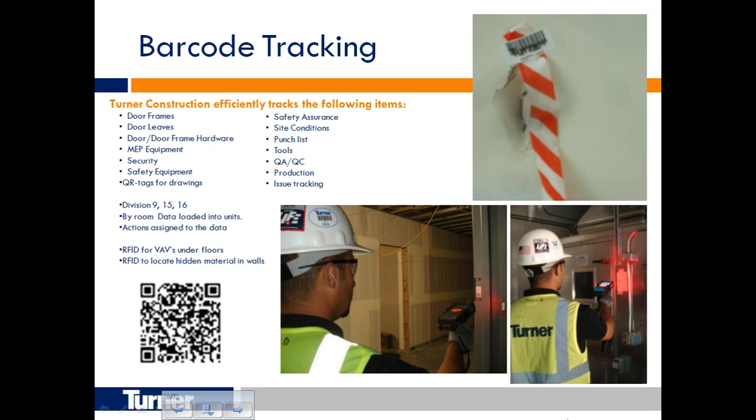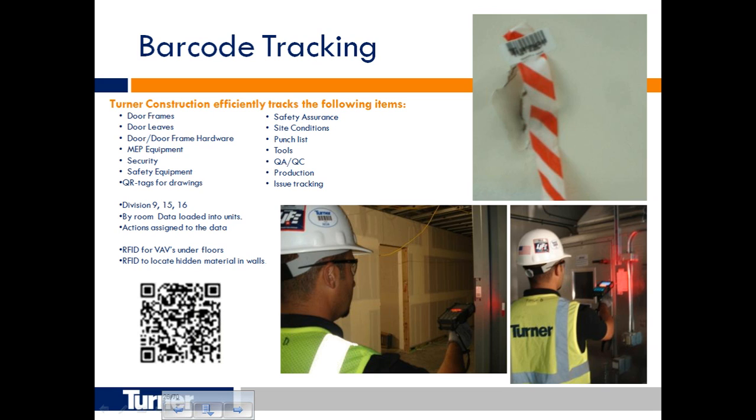And a bit of a list here of what we're tracking: door frames, door leaves, MEP equipment, security, safety equipment, punch list. Up in the upper right-hand corner here, we had this for either punch list or out of tolerance pieces, and we had pre-printed tags. We scan them quickly, put in the zone, the quadrant, the floor, assign it to a contractor, and then this data all went up into a database.